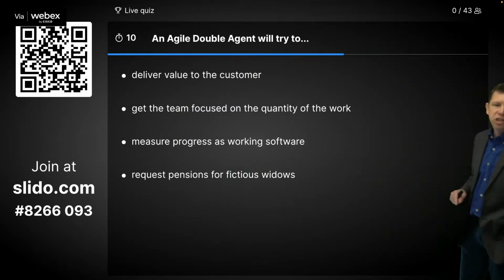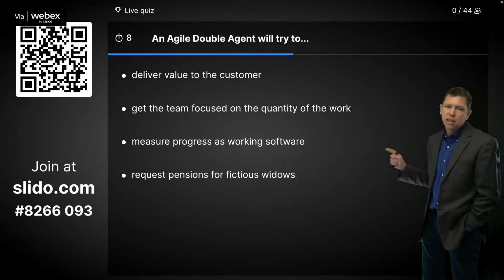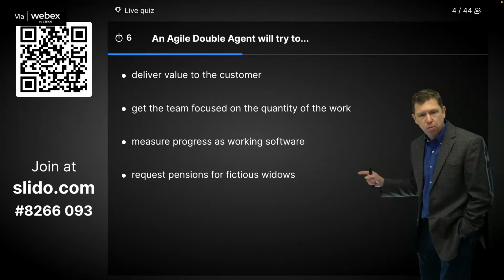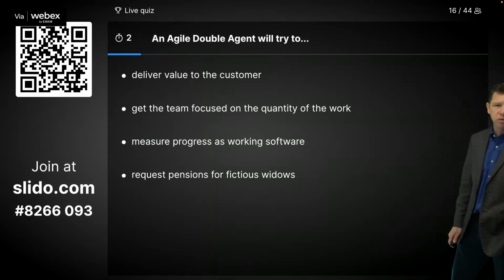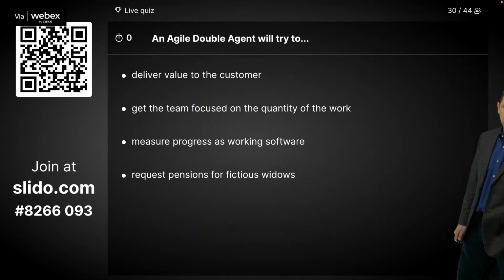An Agile double agent will try to deliver value to the customer, get the team focused on the quantity of their work, measure progress as working software, or request pensions for fictitious widows. What will an Agile double agent try to do?